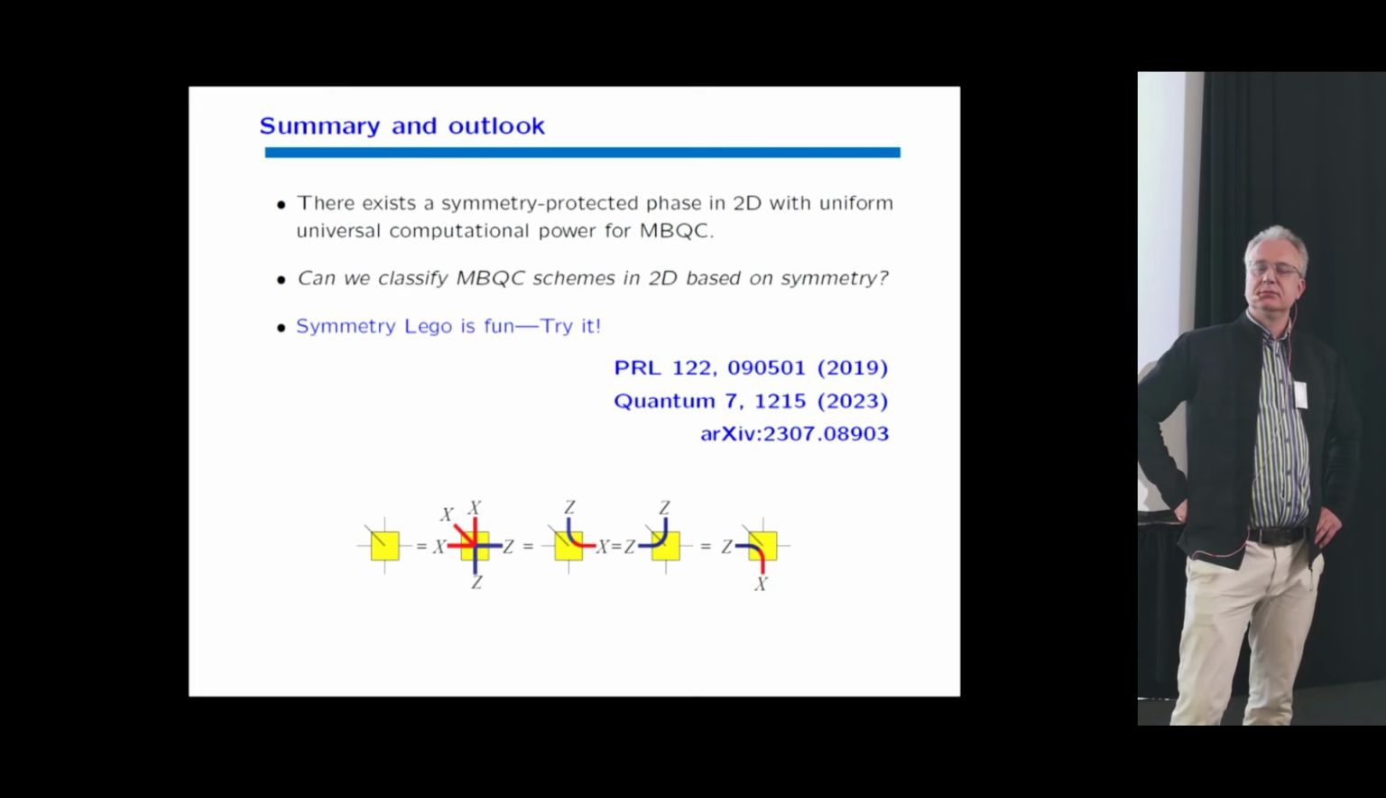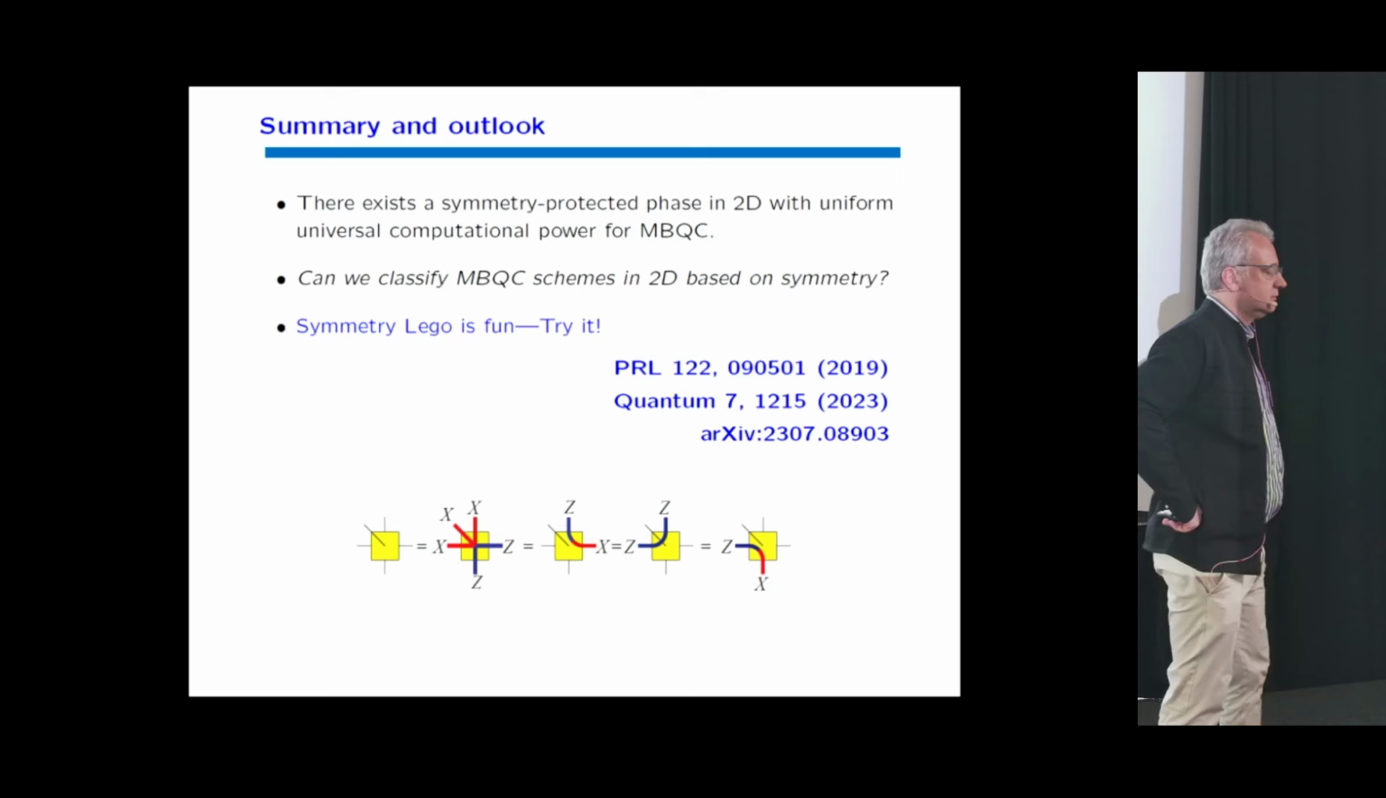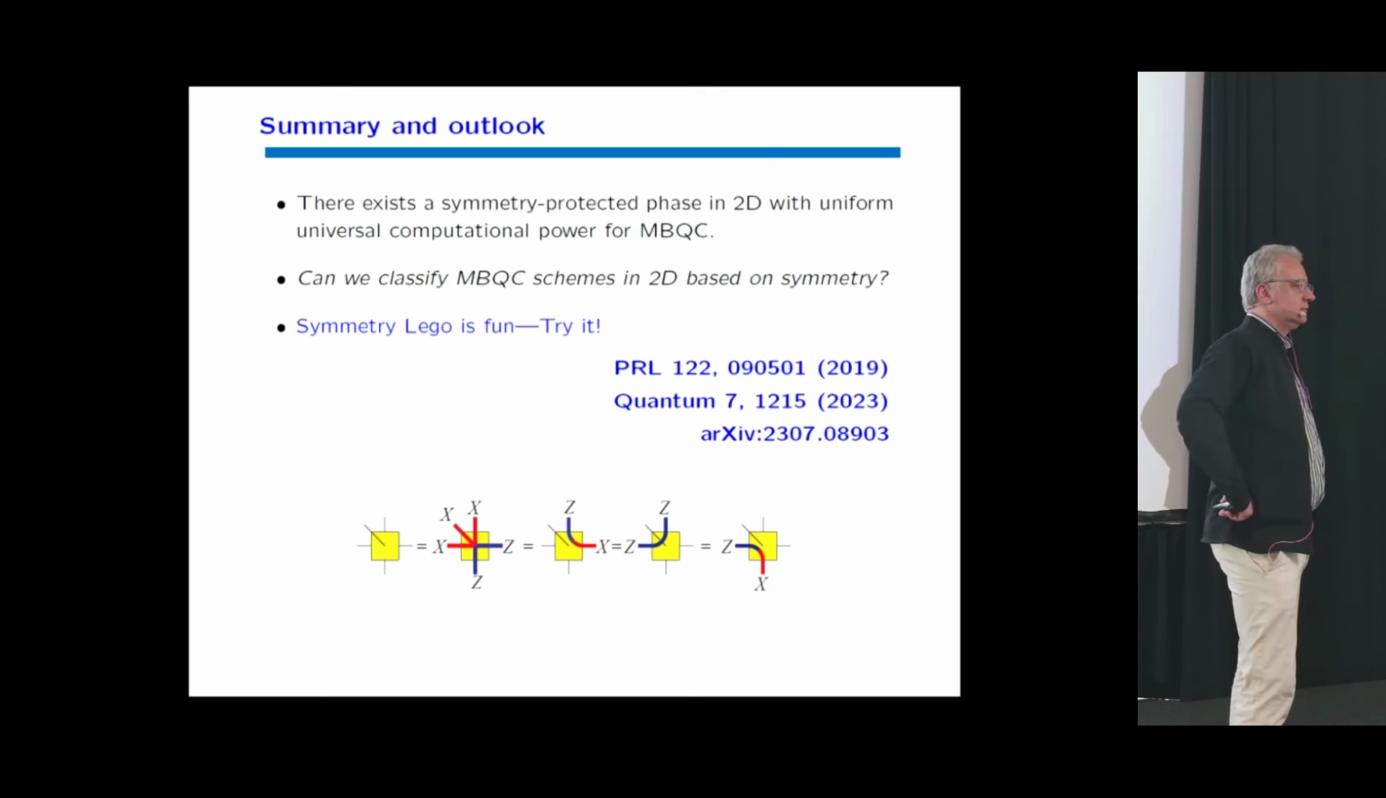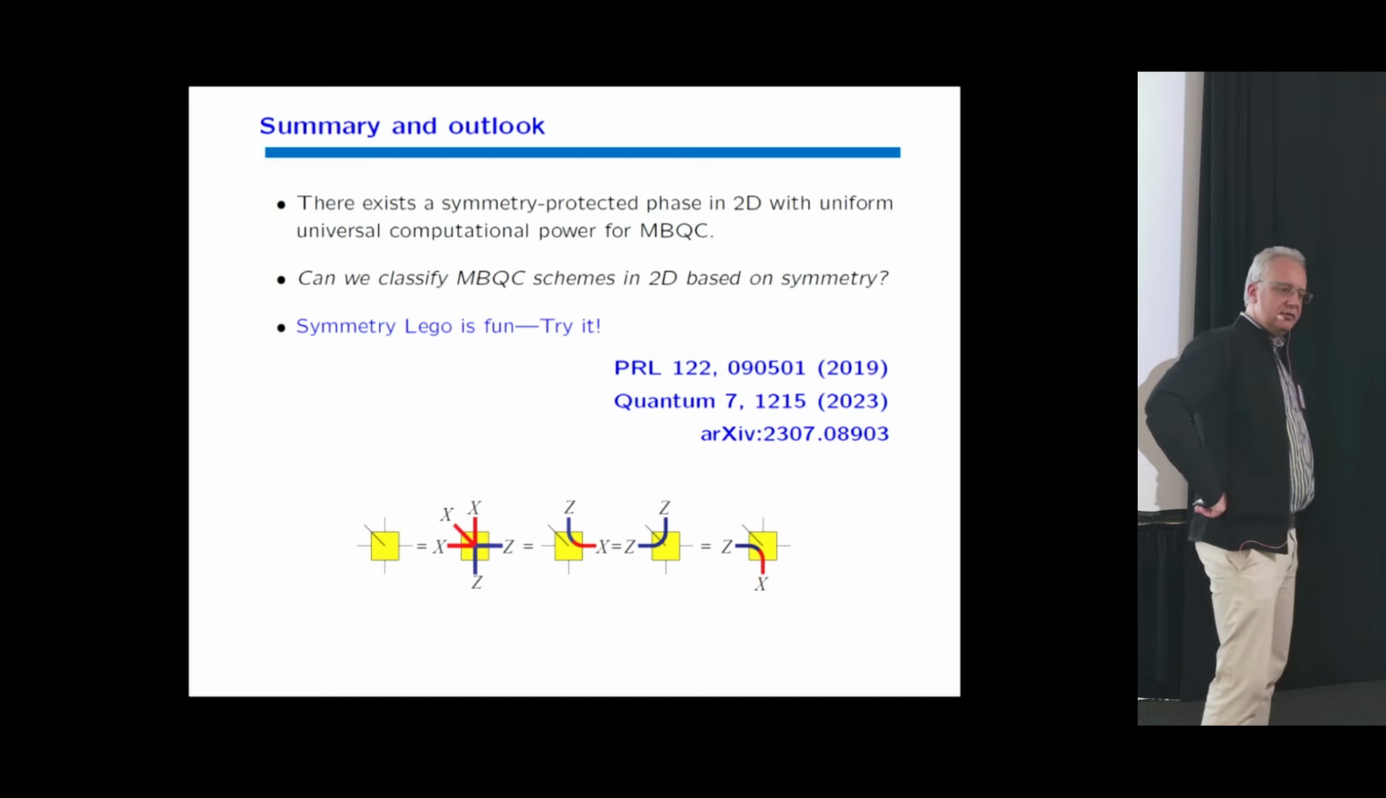So, okay, let me start with the question then. For all the states in this symmetry-protected phase, would the circuit be exactly the same, or do you still need to do some adaptations in your gates to account for the different states which are in this phase?